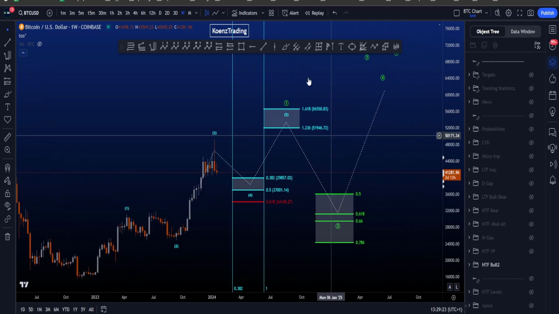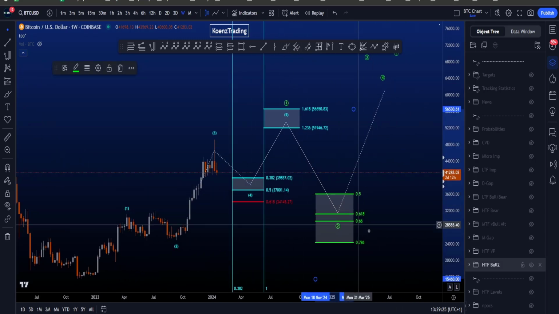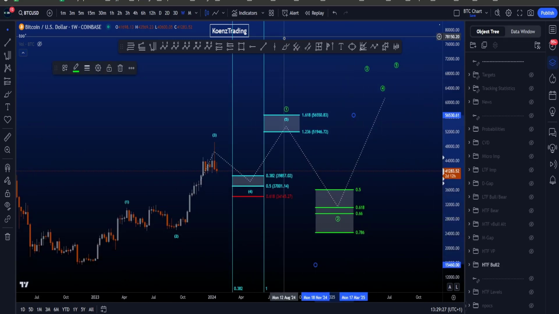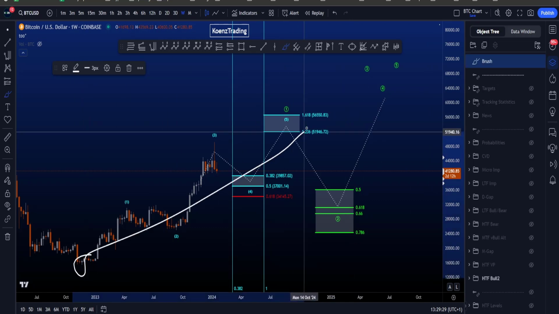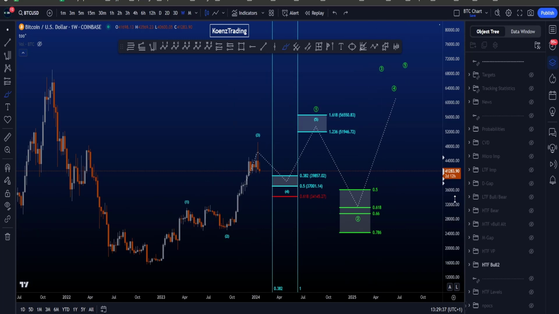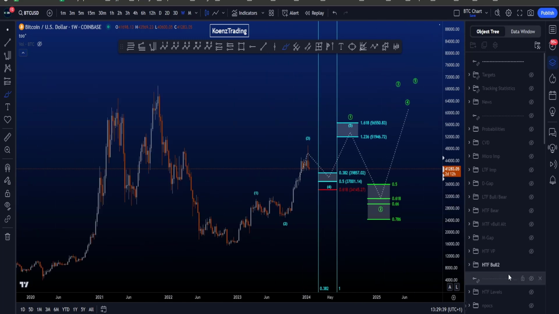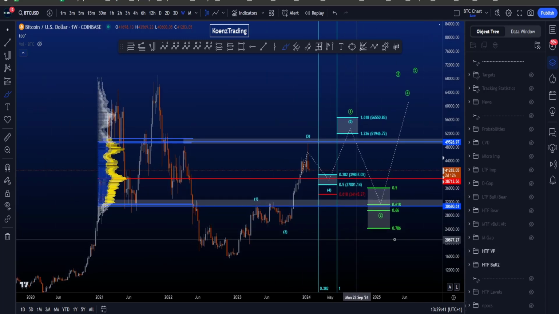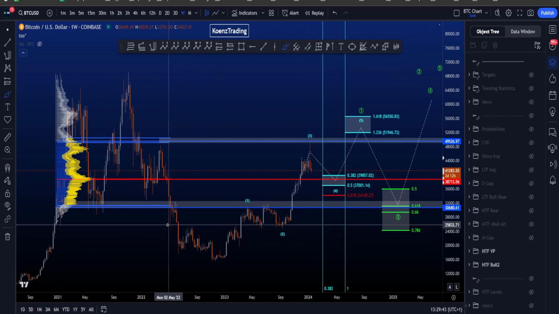After this, we then want to see price moving towards the downside, and the green fibs that you see on the chart over here are taken from the low to the 1.618, giving you a target area here sitting between 36k and 24.2k.